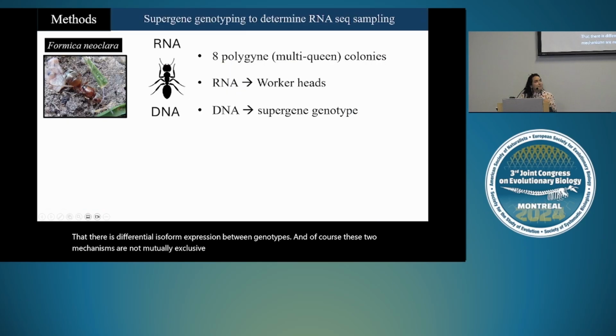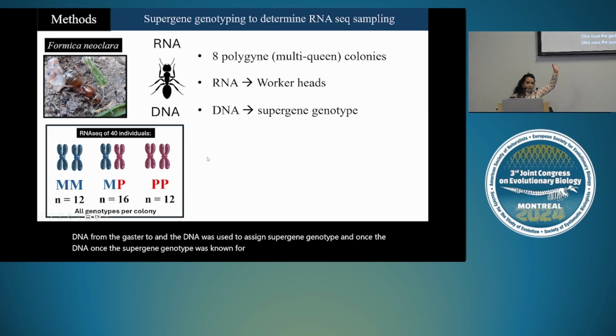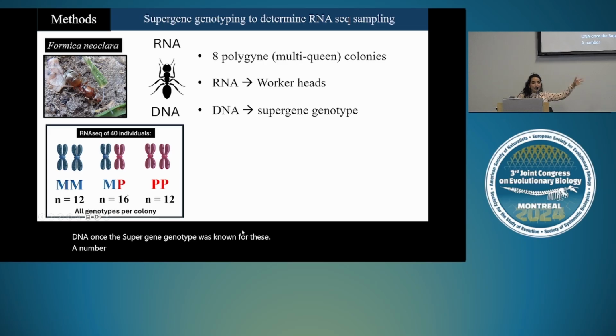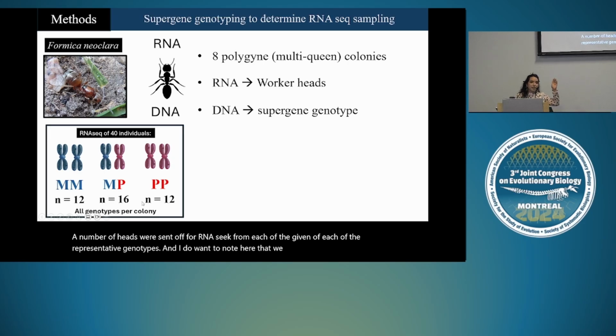So for methods, we sampled a number of workers from 8 polygynous colonies, extracted RNA from the heads and DNA from the gaster, and the DNA was used to assign supergene genotype. Once the supergene genotype was known for these workers, a number of heads were sent off for RNA-seq from each of the representative genotypes. I do want to note that we pretty much had full genotype representation per colony. Each of the 3 genotypes was sampled from each of the 8 colonies, so we were able to control for that as well.